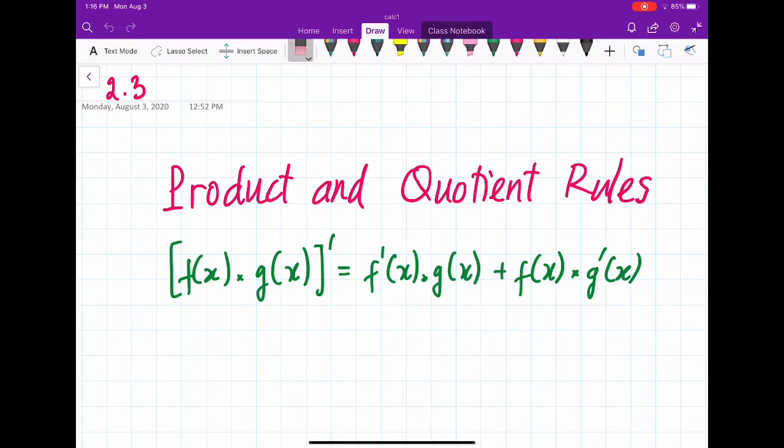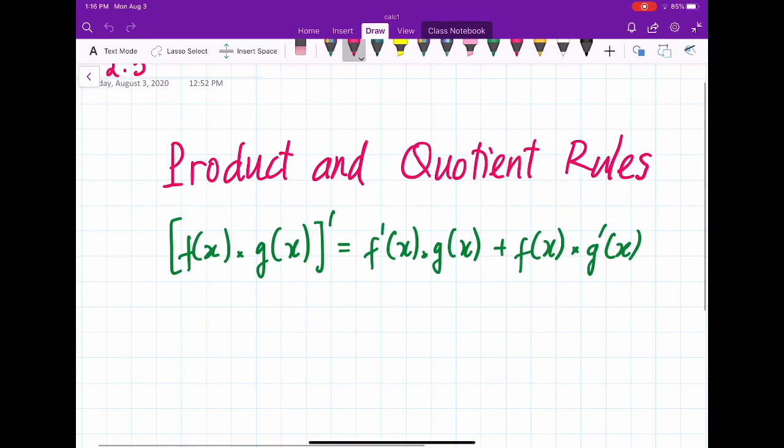Hello, today we study product and quotient rules. The product rule says if you have two functions f and g, and both are differentiable, then the derivative of their product f times g is equal to the derivative of f times g plus f times g prime.